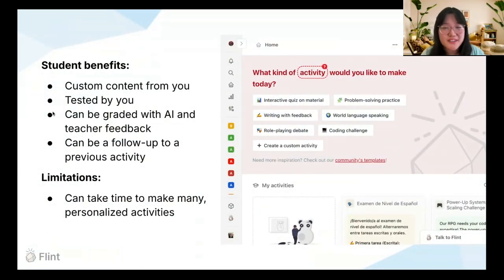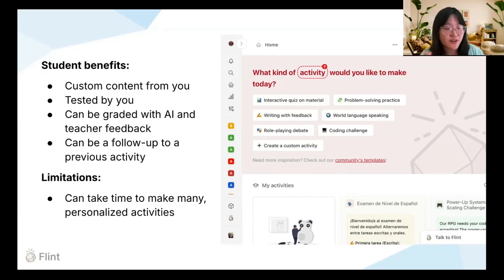The teachers can create activities. We have all of these shortcuts up here that are largely focused on review, like problem solving practice and world language speaking practice. Some of the benefits are that you can customize the content, you can test it out, it can be graded by the AI, and the students can get summarized feedback of the strengths and areas of improvement. It can also be a follow-up to a previous activity, or include follow-ups to the activity that you made.